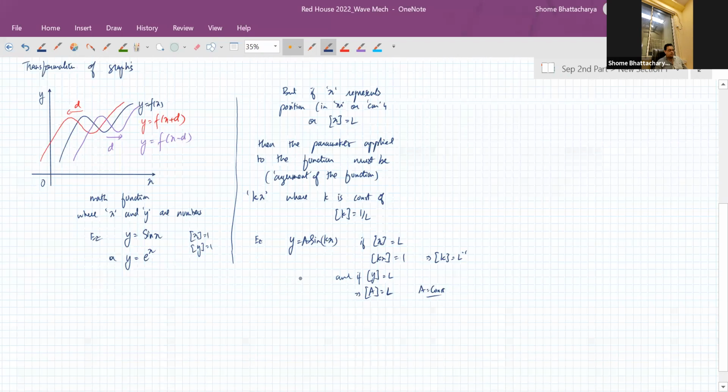Okay, so in general, we have to express it like this. It has to be a function of k into x. If x has the dimension of length, so dimension of k into x should be that it's a pure number. It's dimensionless. Yes, I'll scroll up.